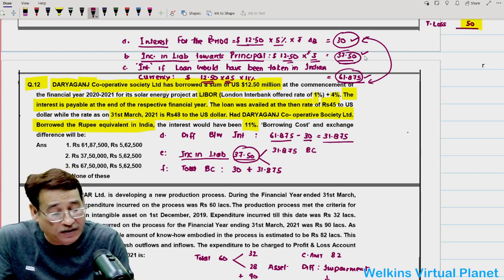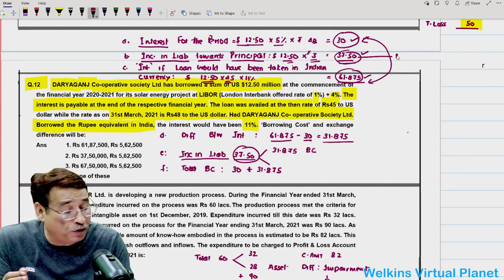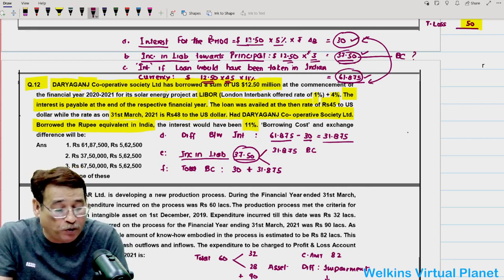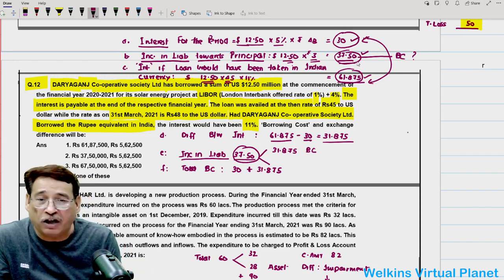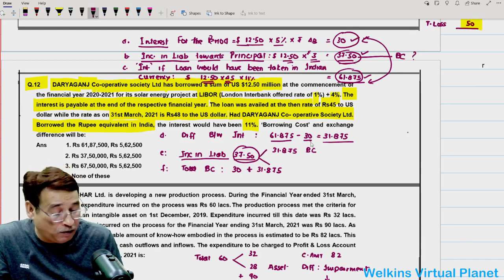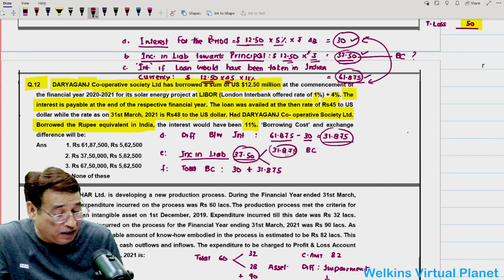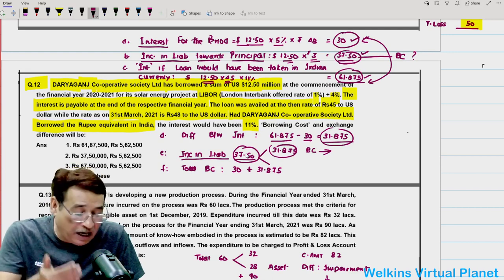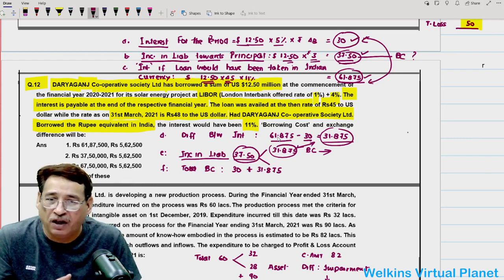And out of this 37.50, what portion of this increase in liability should be treated as borrowing cost? That is the basic point. In order to compute that, we have to do this much of workings. So the increase in liability is 37.50. Now I have come to the conclusion that this difference amount will be considered as the portion of the increase in liability that will be treated as borrowing cost. That means the portion of increase in liability treated as borrowing cost is always equal to the difference of these two interests. Is it clear to you?